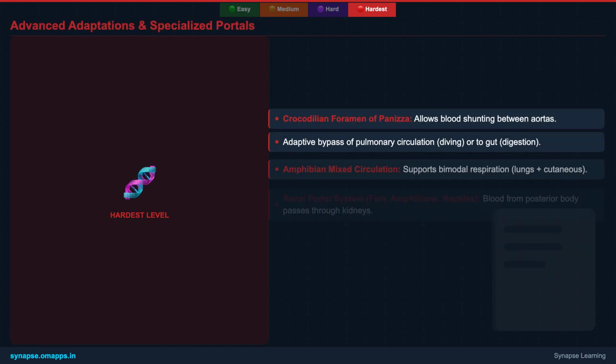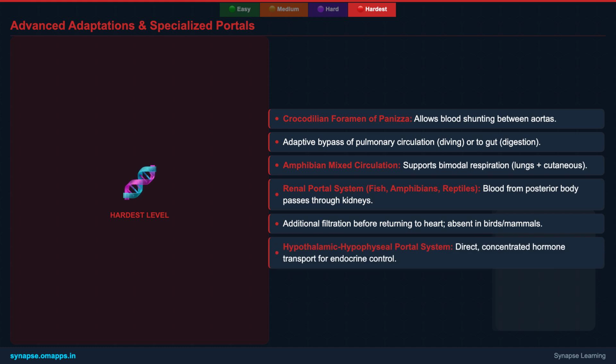Let's revisit incomplete double circulation with a deeper understanding of its adaptive significance. In crocodilians, for instance, despite possessing a functionally four-chambered heart with a complete ventricular septum, they have a unique structure called the foramen of Panizza. This opening between the left and right aorta allows for blood shunting, enabling them to bypass the pulmonary circulation. This is not a flaw, but a sophisticated adaptation, particularly useful during prolonged dives when lungs are not functional, conserving oxygen for the brain and heart. It also allows for directing blood to the gut during digestion, when oxygen demand for absorption is high.